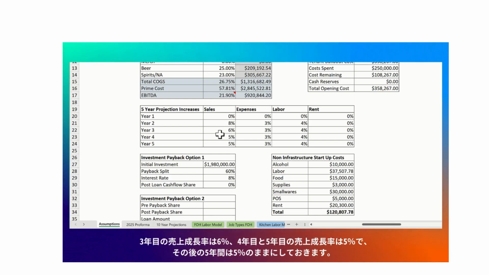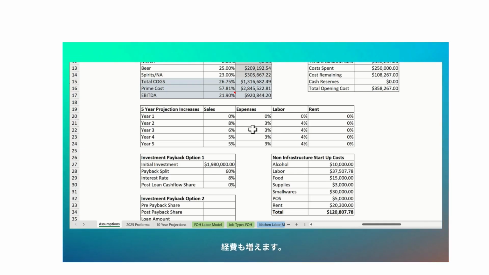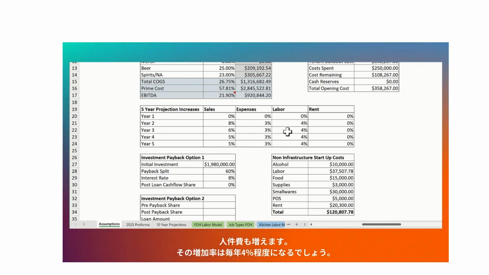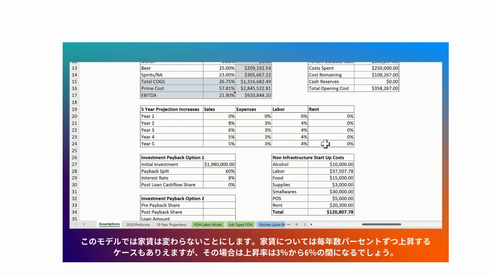Year 3, we're at a 6% sales growth. Year 4 and year 5, we're at a 5% sales growth, and that would continue on at 5% over the following 5 years. Our expenses are also going to go up. We've predicted, based on our experience, that our expenses go up about 3% per year. Our labor is also going to go up, so we've predicted about a 4% labor increase per year. And then rent, in this particular situation, is static, but in many other situations, your rent would also go up several percent per year, maybe 3 to 6%.